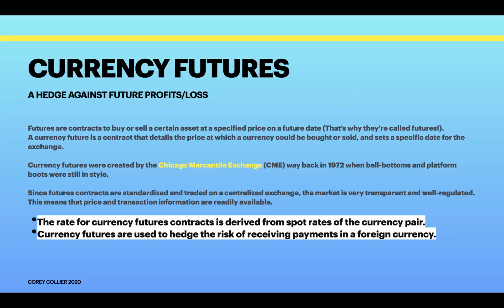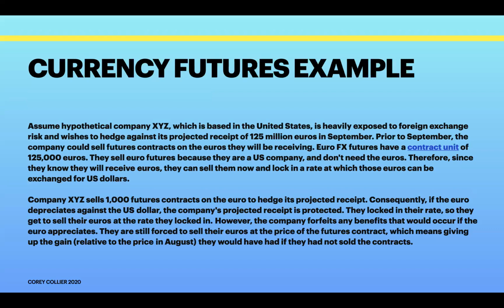Here's two bullet points. The rate for currency future contracts is derived from spot rates of that currency pair. And if you don't know what that is just yet, we'll get deeper into that as I go on, okay? Currency futures are used to hedge the risk of receiving payments in a foreign currency. So here's the example that I've got to help you guys better understand that.